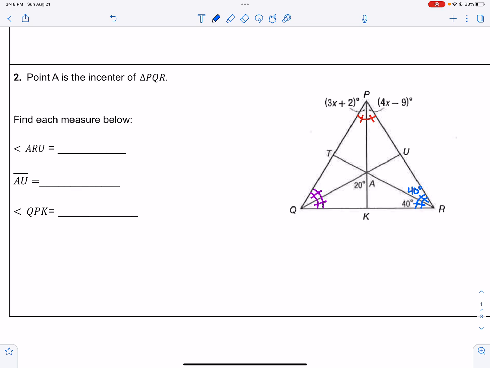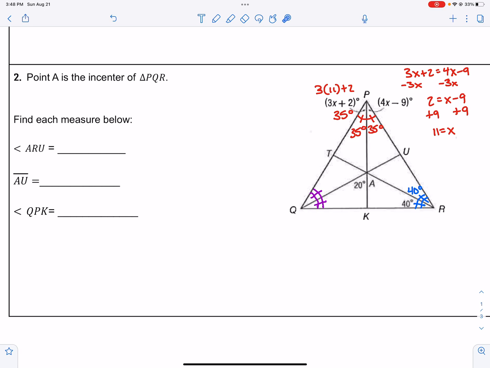We know the top 2 are equal to each other, so we can solve for x. So let's go ahead and say 3x plus 2 would equal 4x minus 9. And we could subtract 3x from both sides, and we get 2 equals x minus 9. And we could add 9, and we get x equals 11. And we could plug it back in. So 3 times 11 plus 2 will give us 33 plus 2 is 35 degrees for each one of those. So let's see what we need to find out over here.